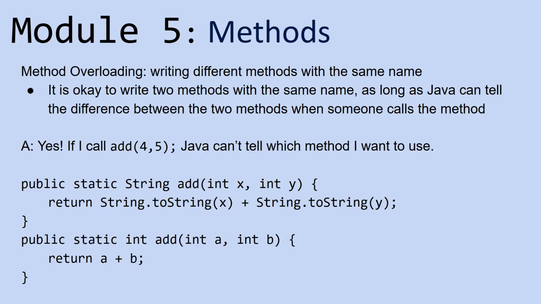All right. As we can see from the answer on the screen, this will give us an error, because if I call add with the parameters 4 and 5, Java can't tell which method I want to use, because both of these versions of add take two integers. And it doesn't matter that those integers have different names. Only the data types really matter in determining whether your method signature is considered the same by Java. So basically, if you call add 4 5, Java can't tell which method you want to use, so it would give you a big error for that.